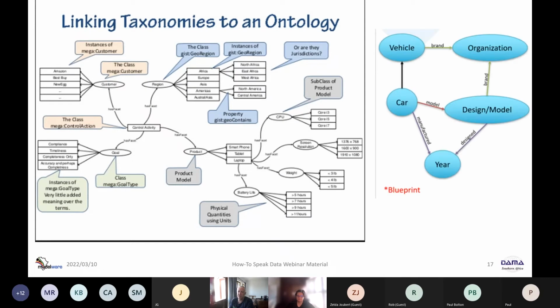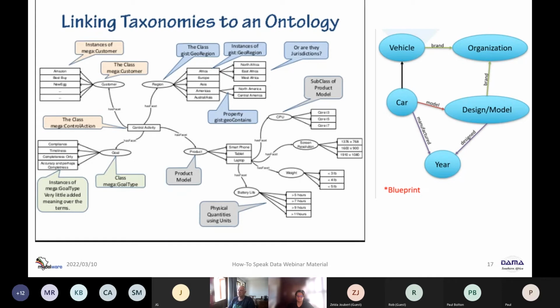Now, this is what we have in terms of a multifaceted taxonomy. So can you see this controlled activity is the overall taxonomy, and then we've got facets: customer, region, product, goal. Some of them are nice, true hierarchical taxonomies, like region. Africa is broken up into north, east, west, south, dropped off. And same in America. So they've got North and Central, and South America drops off. There's something funny about this taxonomy. And then you've got a product, which is a laptop, and a laptop's made up of a CPU, and all the different models. So this is sort of how you can piece everything together.